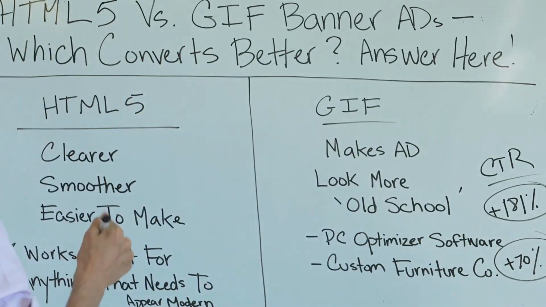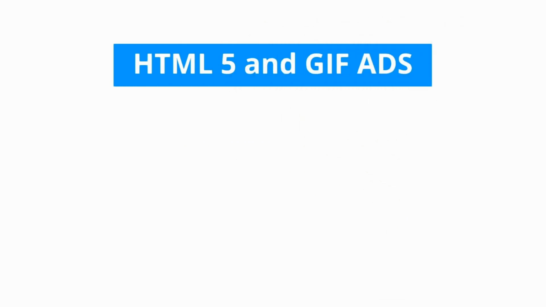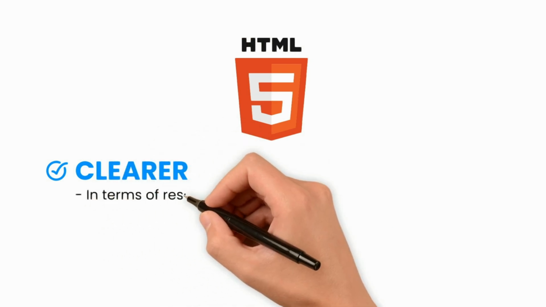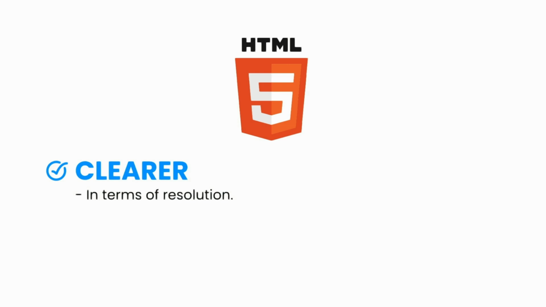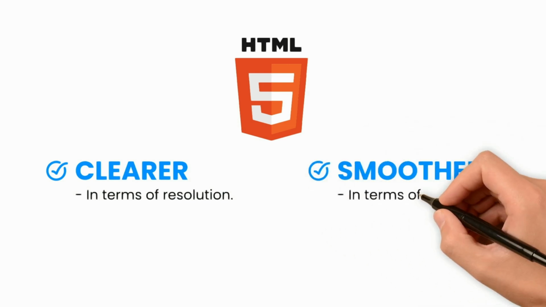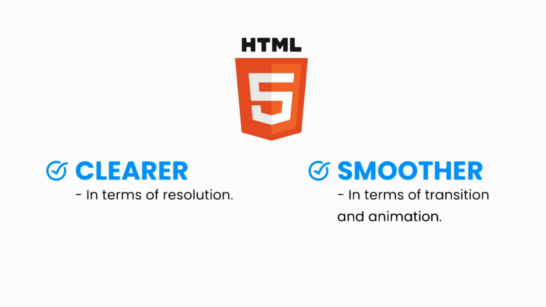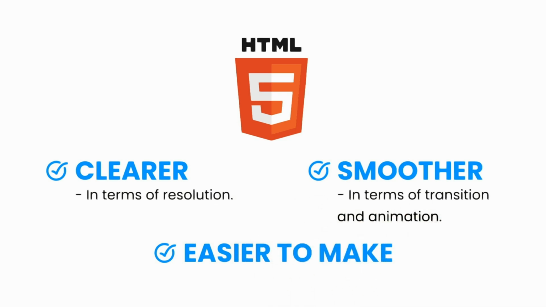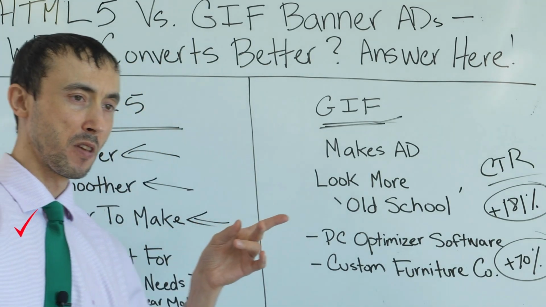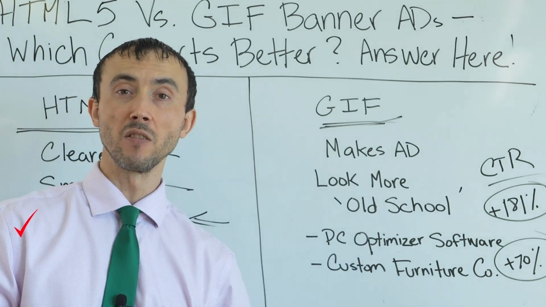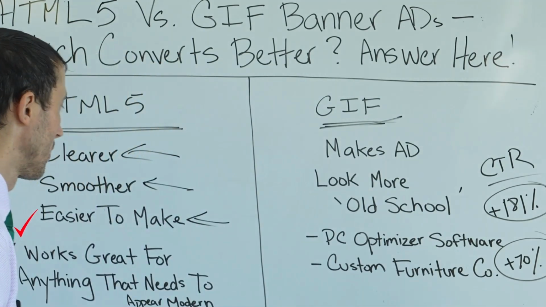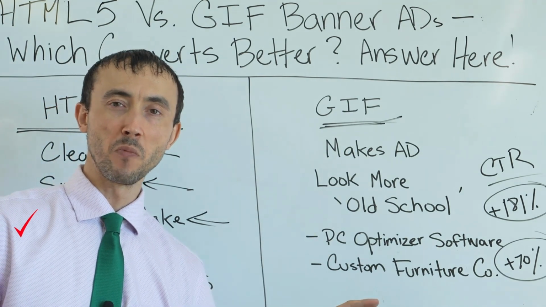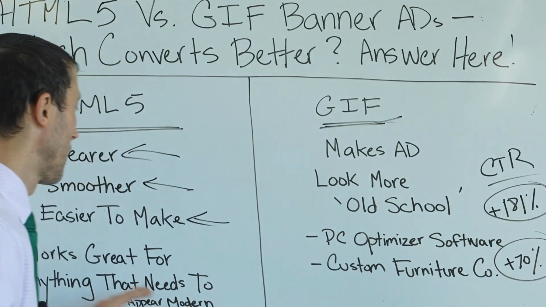So with that said, on HTML5 and GIF ads, starting with the technical: HTML5 ads are going to be a lot clearer in terms of resolution. They're also going to be a lot smoother in terms of the transitions and the animations, and this is disputed, but they're easier to make. The reason HTML5 came out is mainly because it's easier to make the ads. We don't care if it's easier to make. Whatever makes the most money is what we're going to do. That's what you guys that watch this channel care about.